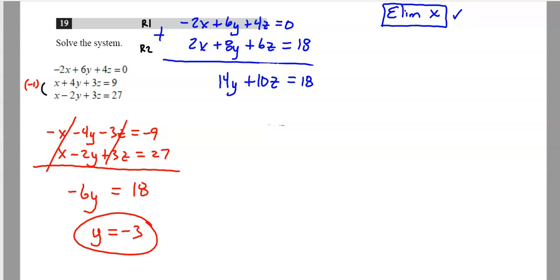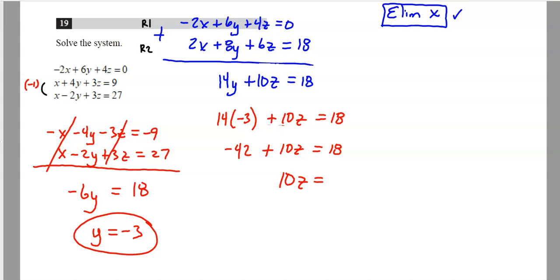So we're going to put this negative 3 in. I'm going to get 14 times negative 3 plus 10z equals 18. So that's negative 42 plus 10z is 18. Add 42 to both sides. I get 10z equals, is that 60? So z equals 6.